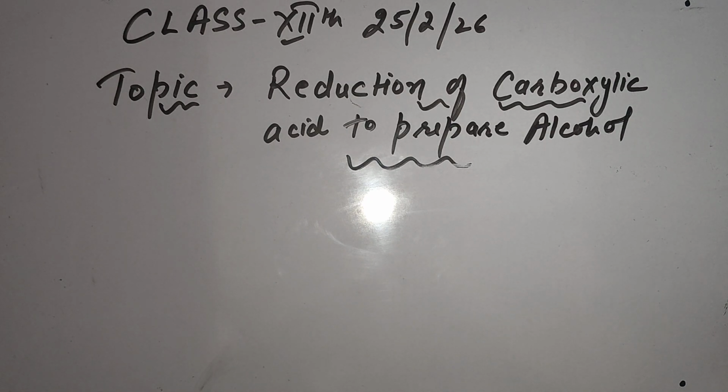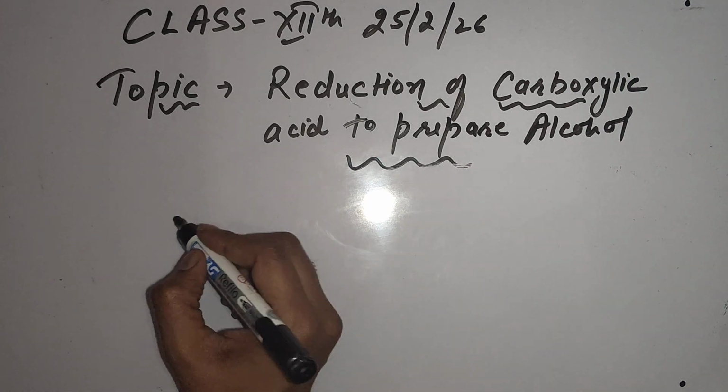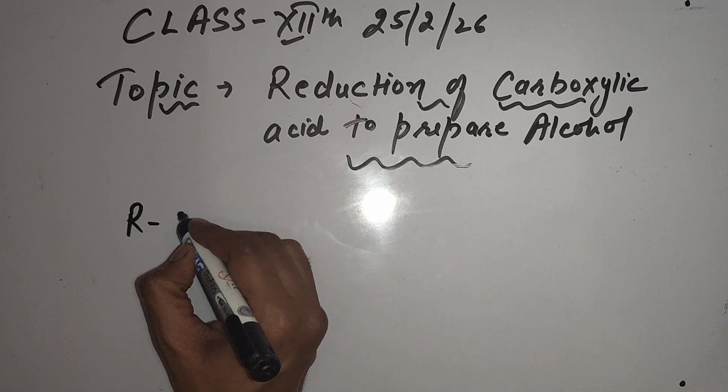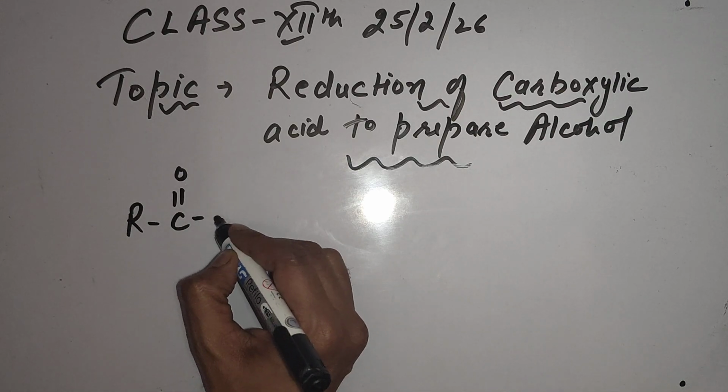Hello everyone, class 12th. Topic is reduction of carboxylic acid to prepare alcohol. From carboxylic acid we can also prepare alcohol. In previous video we have understood how aldehydes and ketones on reduction produce alcohol. Carboxylic acid general formula is this one.